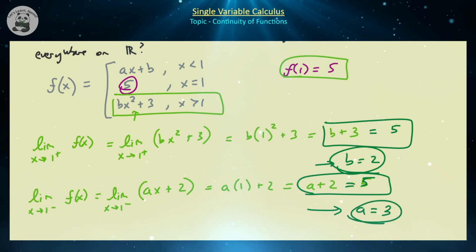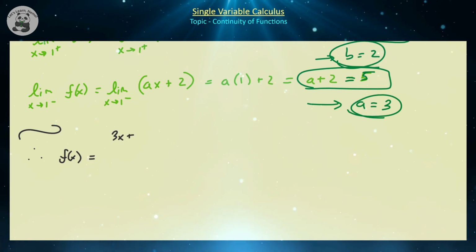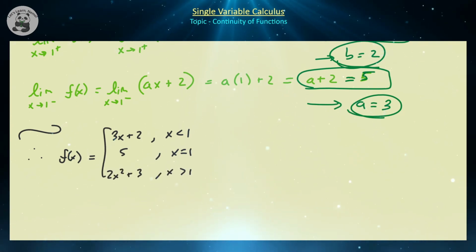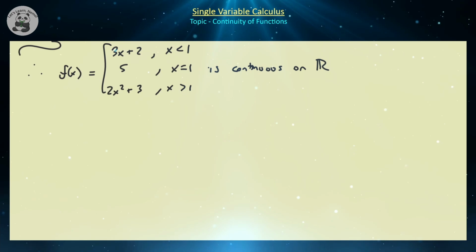So once we have that, then we can restate our function. So that means the function given by 3x plus 2 for x less than 1, 5 for x is equal to 1, and 2x squared plus 3 for x is bigger than 1 is continuous on the set of real numbers, and hence you can choose that domain and be confident that it indeed is continuous everywhere there.